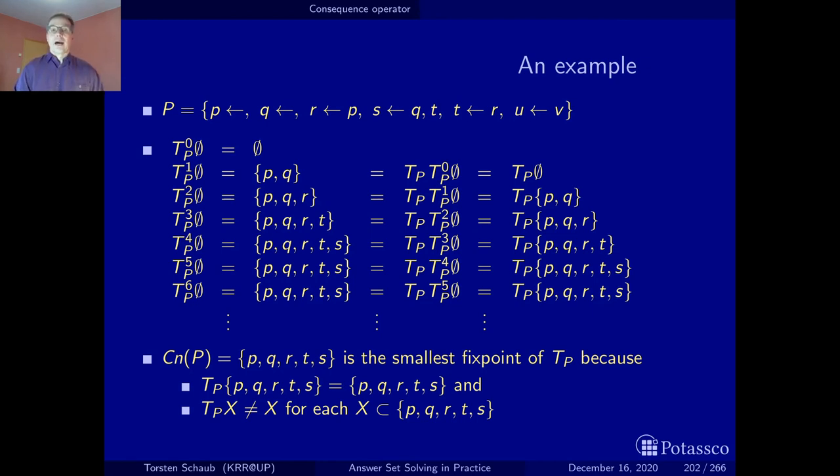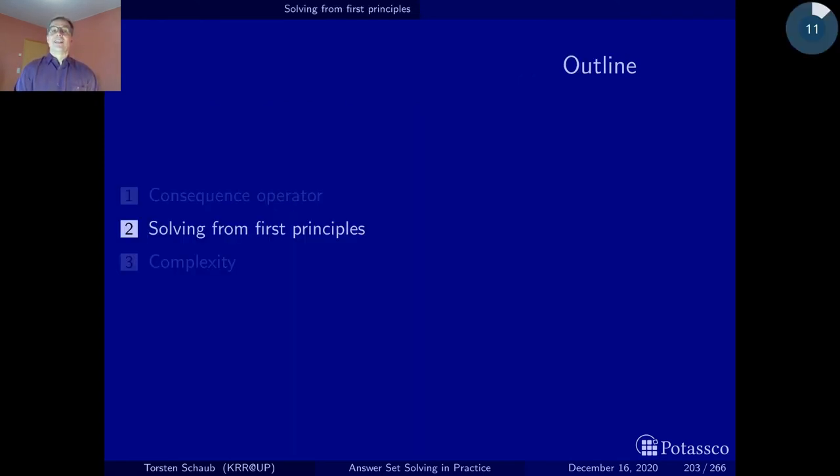But after all, I trust that you already got an intuition of what the TP operator does and how you can compute the consequences of a positive logic program, and hence this was perhaps good to introduce this notion with something you already know. Anyway, I'll zip it now, because this was quite lengthy, and let's jump to the real fun part. How to solve logic programs in ASP by starting from first principles, looking at the consequence operator, looking at the definition of stable models. So stay tuned.